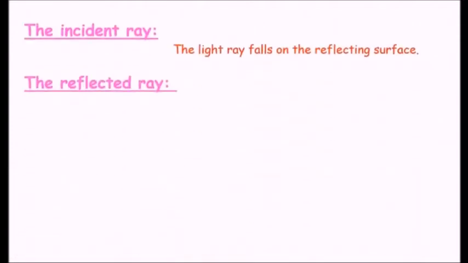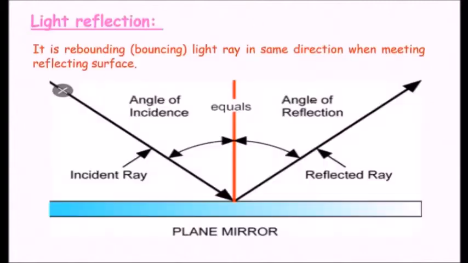The second definition is the reflected ray. What is meant by reflected ray? It is the light ray that bounces from the reflecting surface, or the light ray that made reflection, returning back when it falls on the reflecting surface. The reflected light ray, the light ray that made reflection or bouncing, is what we call the reflected ray. This is the reflected ray.